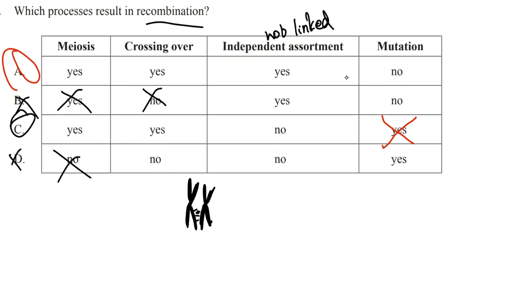Recombination is basically the production of recombinants, which you can refer to in prophase 1 recombination. Recombinants are basically traits that are not present in the parent populations, and independent assortment of genes can form that. But it's mainly the idea that mutation is a no. Mutation does not result in recombination of genes.